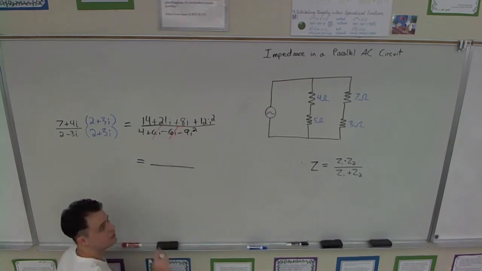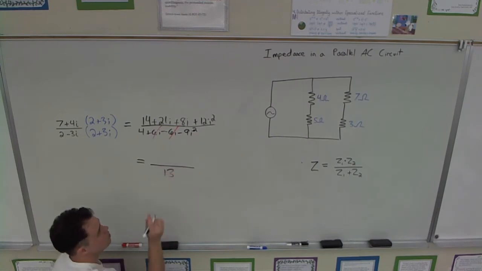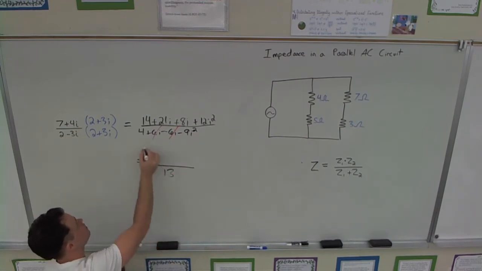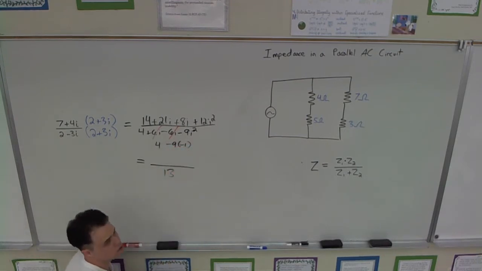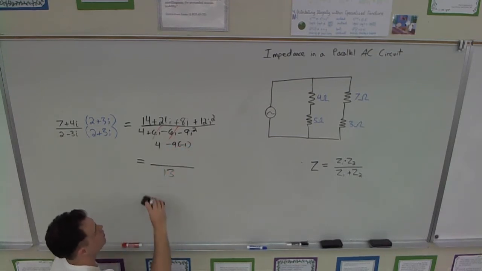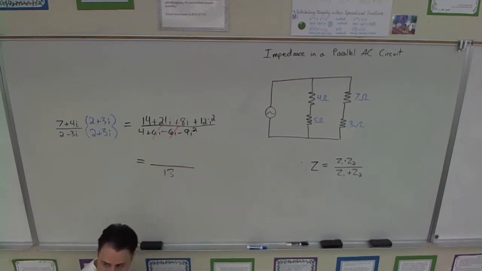So instead of negative 9, this is actually positive 9. So positive 9 and 4 is 13. If you want to write that out and say 4 minus 9 times negative 1 and say that's 4 plus 9, fine. But it's getting a little tiresome when we get into algebra at this level to do that.